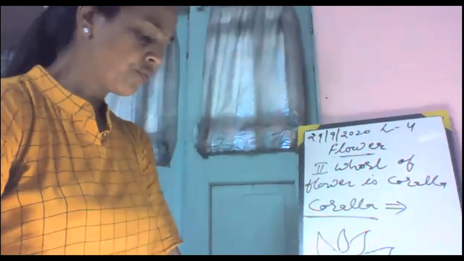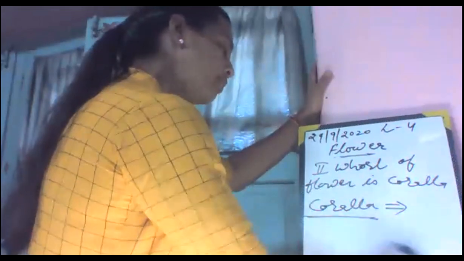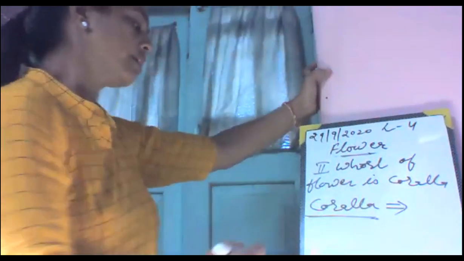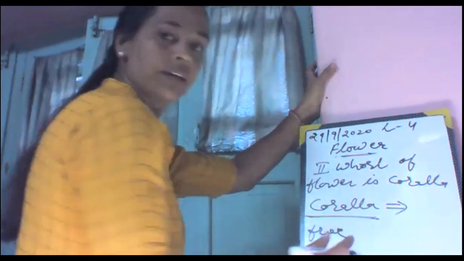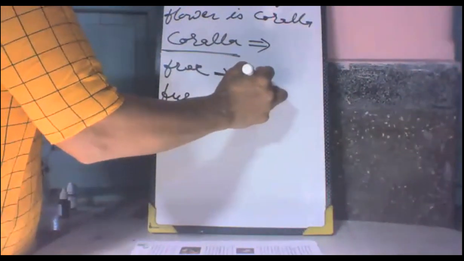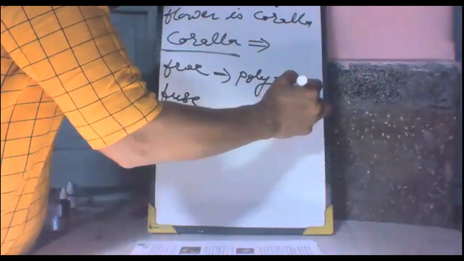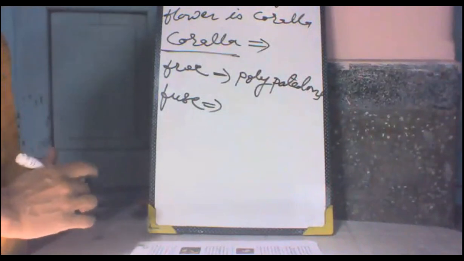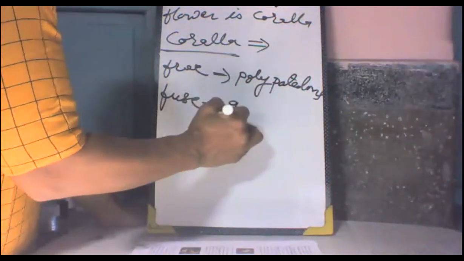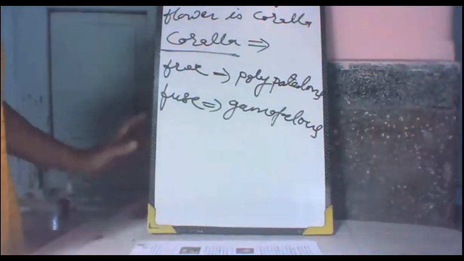Petals may be free, polypetalous, or fused, gamopetalous, same as the sepals. If they are free, they are known as polypetalous, and if they are fused, they are known as gamopetalous. These are the arrangements of petals.